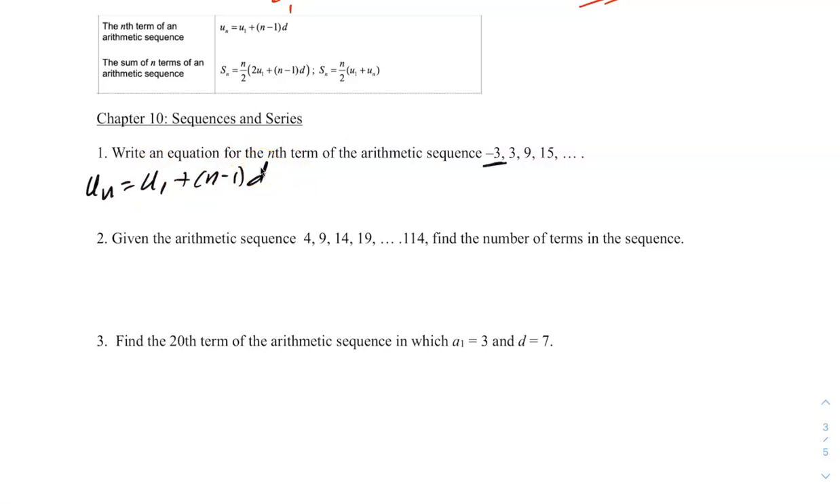Well, u_1 is here, and the common difference, we're adding 6 every single time. So there's my d. So negative 3 and 6. Let's simplify that.